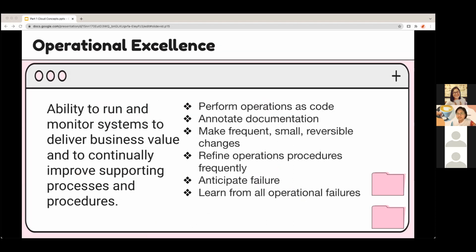So the first one, operational excellence, is basically the ability to run and monitor systems to deliver business value and to continually improve supporting processes and procedures. From the word itself, operational excellence, you improve the operations of the system. I won't read the definitions or how it does it, but that is one of the 5 pillars that is most important, which is improving the operations.